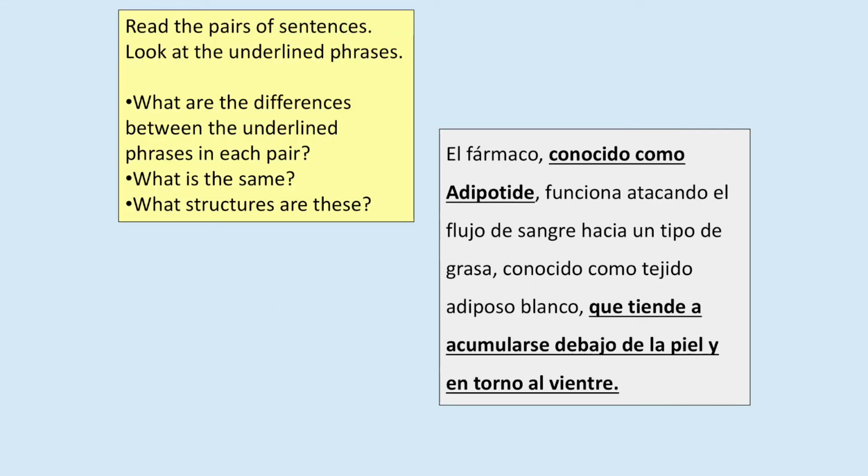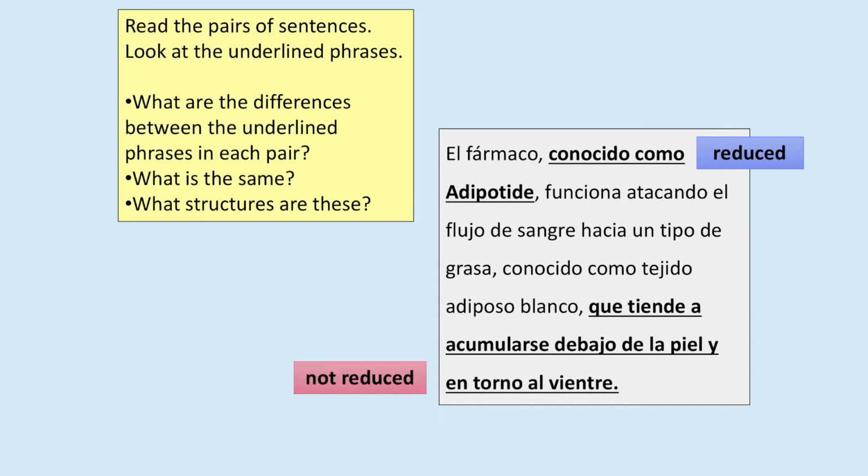Look at the first clause, conocido como adipotide. This is a reduced clause. Now let's look at the second clause, que tiende a acumularse debajo de la piel y en torno al vientre. This is a non-reduced adjective clause.